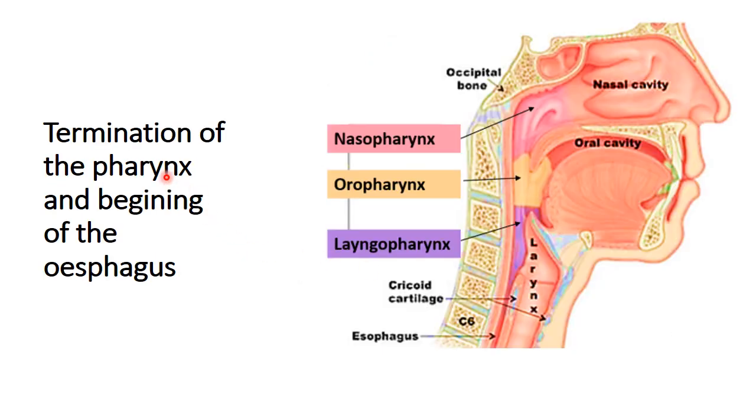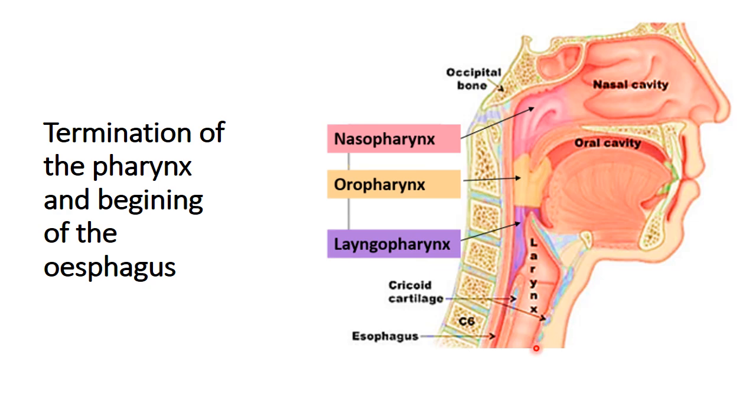Next is the termination of the pharynx. You have the three parts of the pharynx here. Behind the nasal cavity you have the nasopharynx, behind the oral cavity the oropharynx, and behind the larynx you have the laryngopharynx. Let us look at the level of the larynx first. So you can see the thyroid cartilage in front here. You can see the cricoid cartilage, the anterior arch and the posterior lamina of the cricoid cartilage. This level.